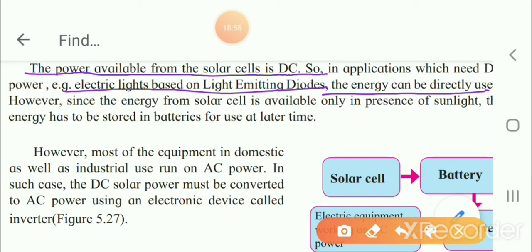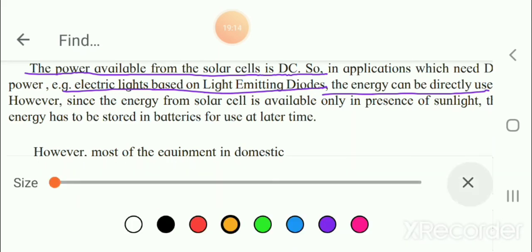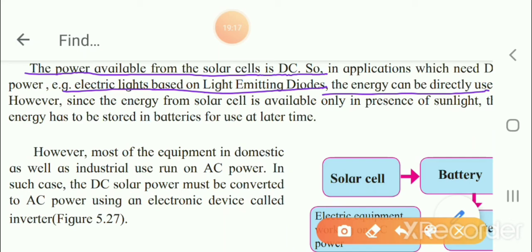Now since the energy from the solar cell is available only in the presence of sunlight, this energy has to be stored in batteries for use at a later time. As at home, when some problems come, whatever money we have saved, with that we manage. Same way here, you all know that sunlight is there during daytime only. So whatever energy is generated in the presence of sunlight should be stored in the batteries so that we can use it later.